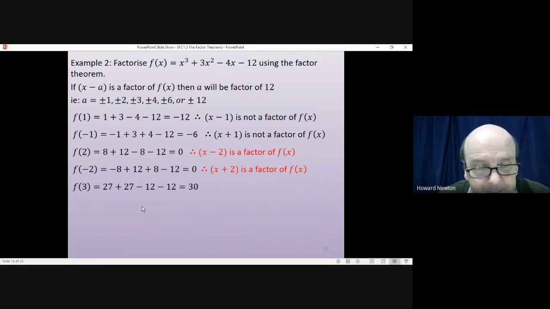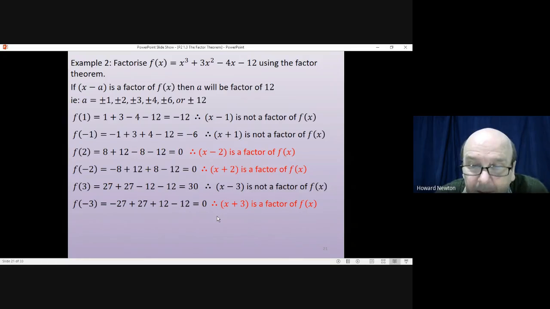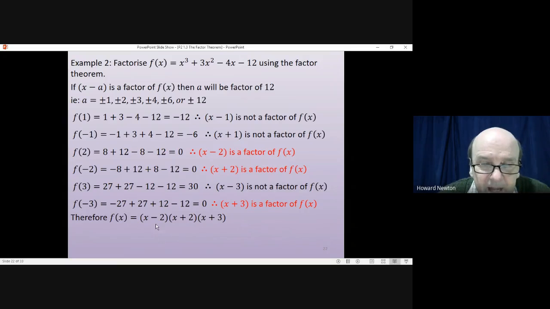Then we try 3. If we put in 3, we get 27 plus 27 minus 12, which is 30. It's not equal to 0. So therefore, x minus 3 is not a factor of the function. If we try minus 3, we do get 0 for the answer. So that's the third factor. x plus 3 is a factor of the function. So we found all 3 factors now, which means that f of x is equal to x minus 2 times x plus 2 times x plus 3.